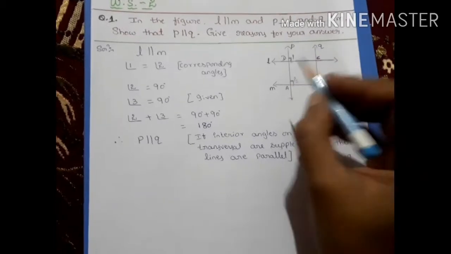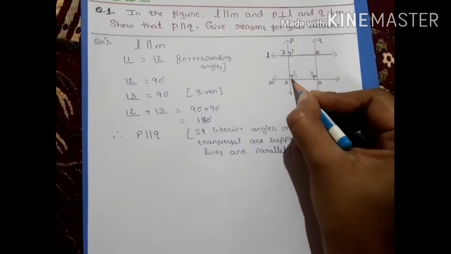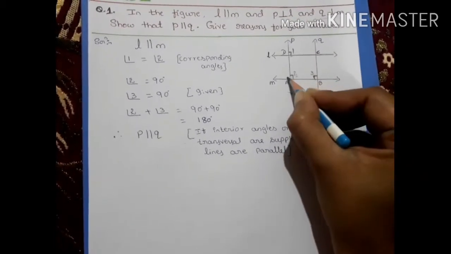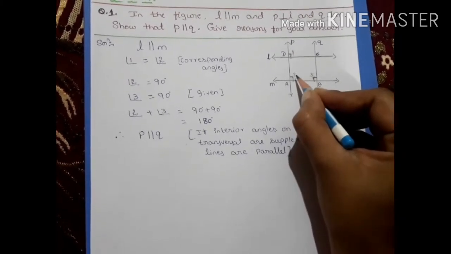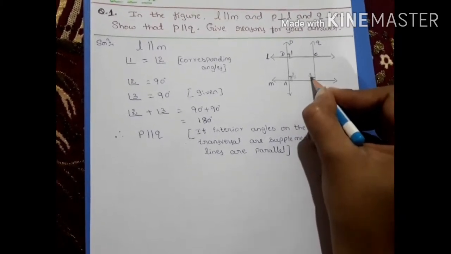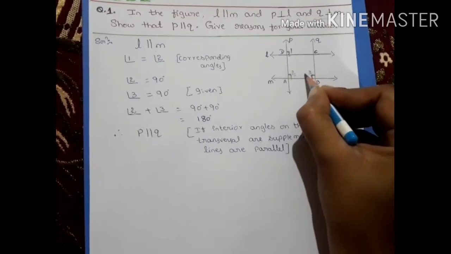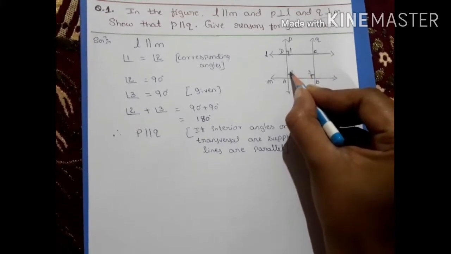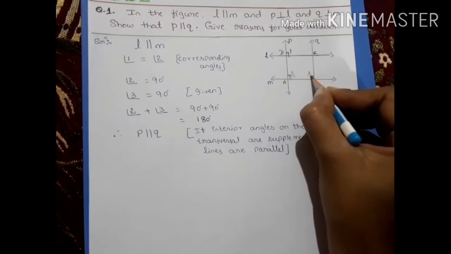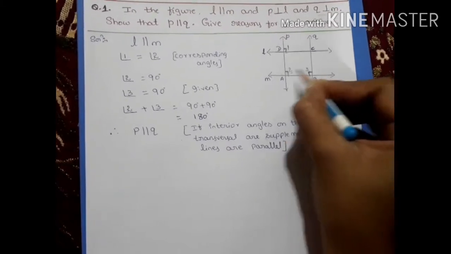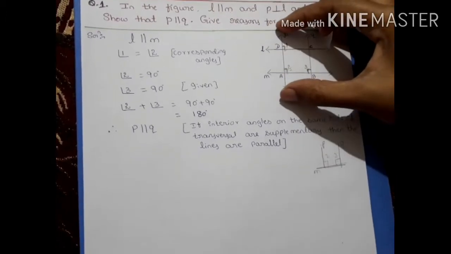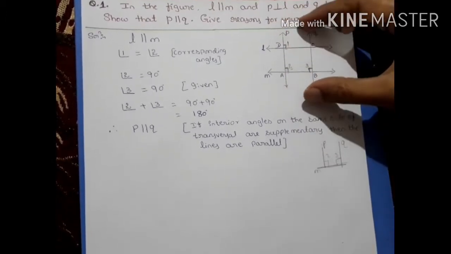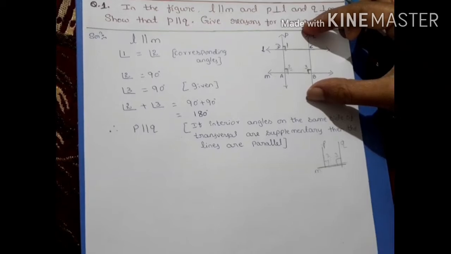So similarly here angle 2 and angle 3, these are the interior angles, are supplementary to each other. Nothing but angle 2 plus angle 3 is equal to 180 degree. Supplementary is nothing but 180 degree. Sum of these two angles equal to 180 degree. Then line M acts as a transversal. We can say that line P is parallel to line Q.